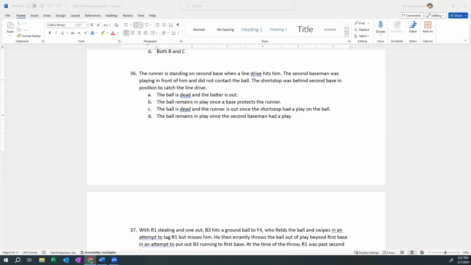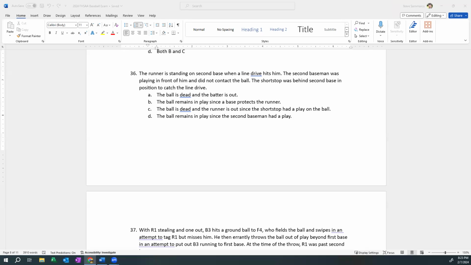The runner is out when he's contacted by a fair batted ball before it touches an infielder or after it passes any infielder except the pitcher, and the umpire is convinced that another infielder has a play. The way I'm reading this, clearly the shortstop had a play. And yeah, it passed the second baseman, but it didn't contact the second baseman. From my perspective, and remember, Steve, you don't have to make contact. You just have to make a play on it.